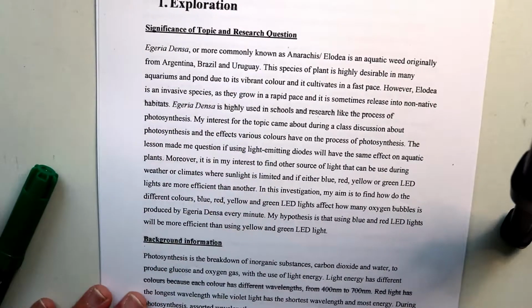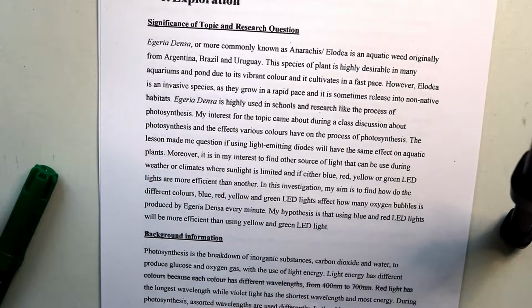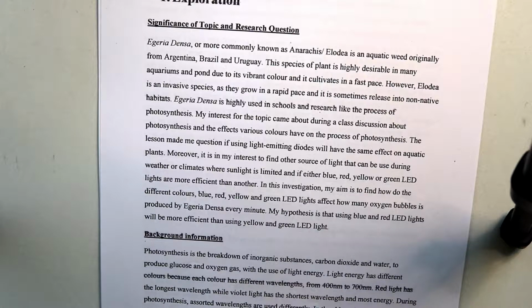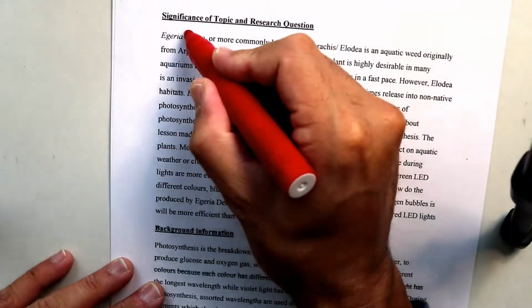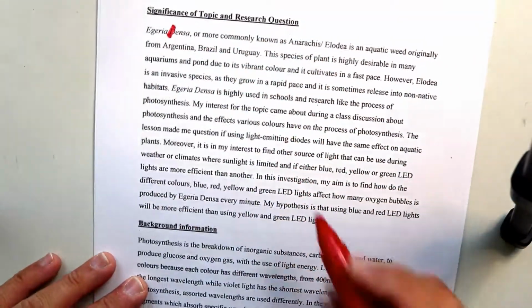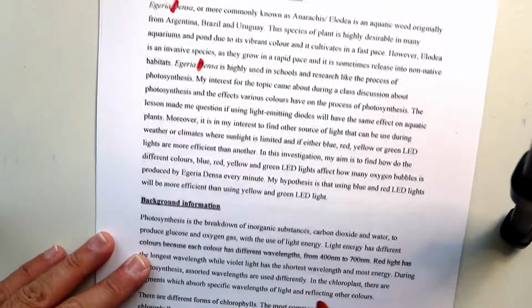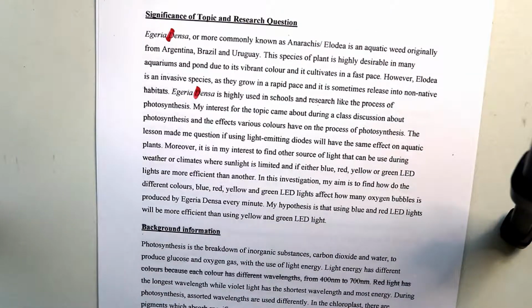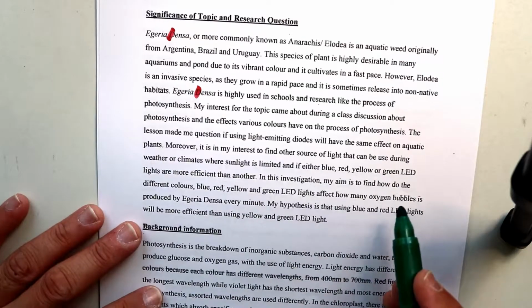Significance and topic and research question is what I read is pretty good, and I'm just going to show you some of these things here. She's using the water plant Elodea, also known as Egeria densa. Wrong, mistake. This is always in lowercase, okay? So Elodea is the name of the water plant, and she justified this quite well, okay?